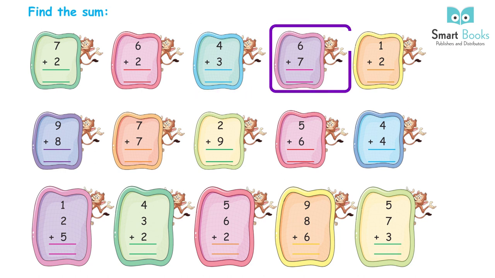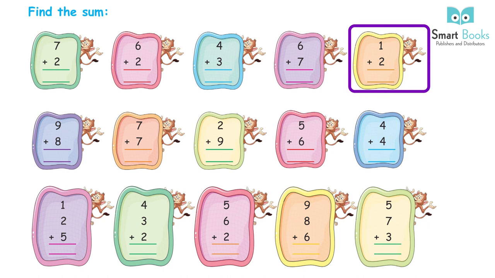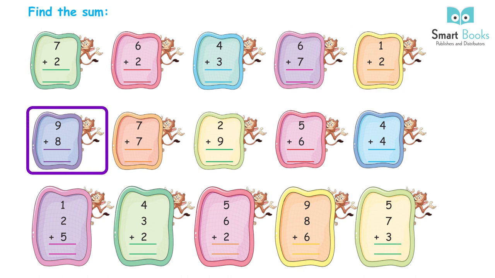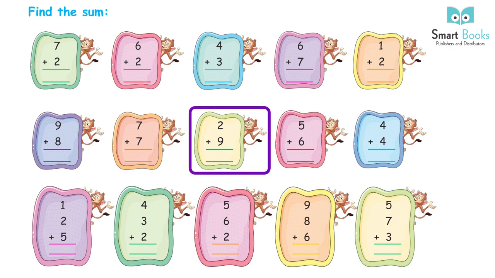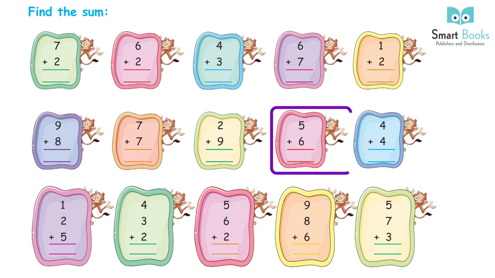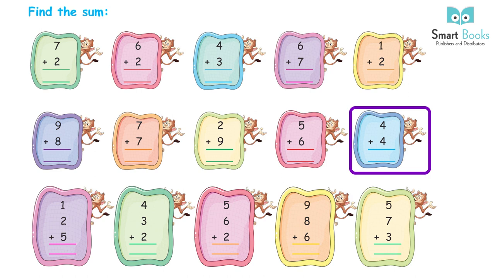6 plus 7 is equal to 13. 1 plus 2 is equal to 3. 9 plus 8 is equal to 17. 7 plus 7 is equal to 14. 2 plus 9 is equal to 11. 5 plus 6 is equal to 11. 4 plus 4 is equal to 8.